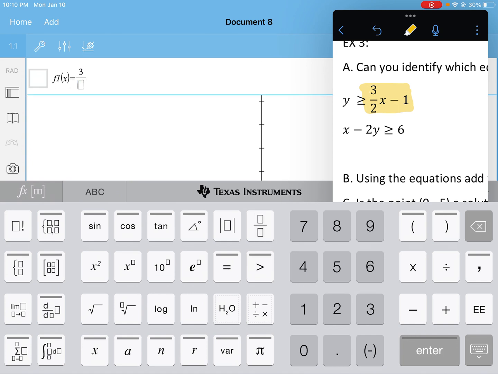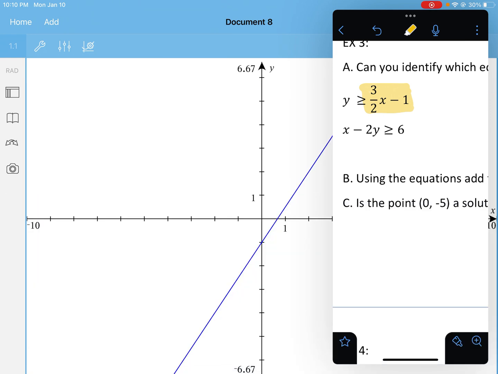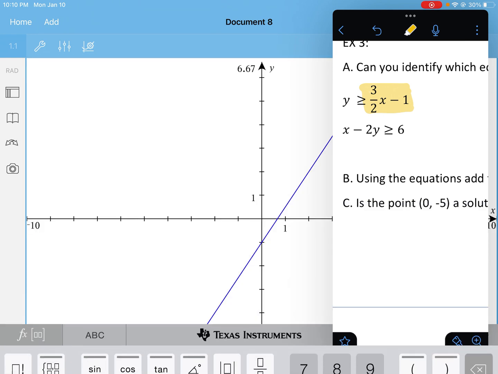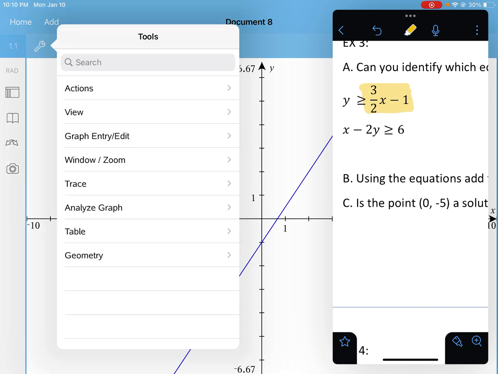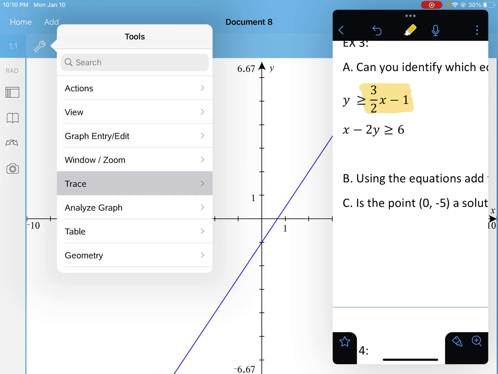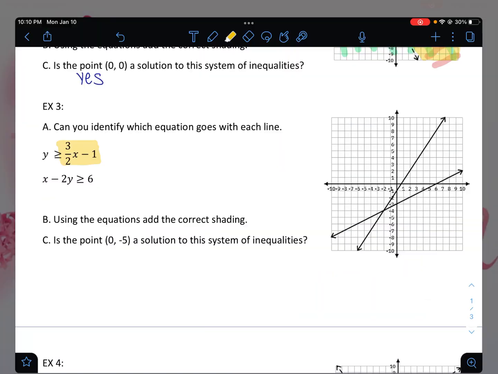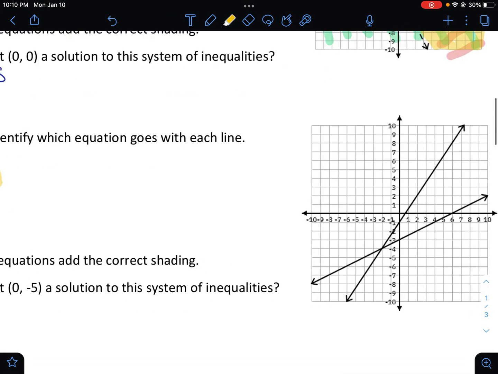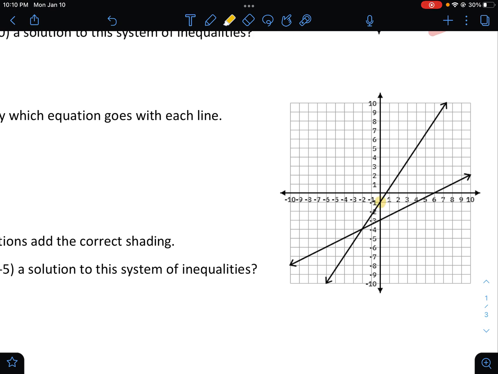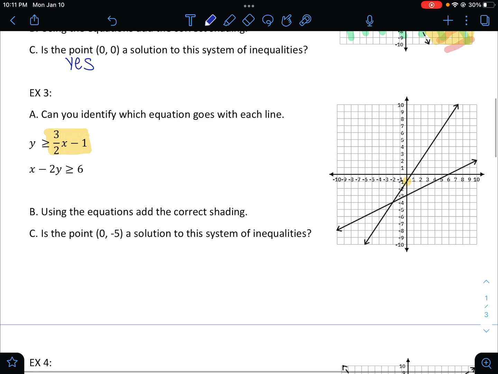So 3/2 x minus 1. I graph it. I see that it's going through -1. If I'm not sure, I can always go to menu 5-1, trace it, and I see clearly that that's my y-intercept at -1. So I know this line right here that's going through -1 is that top equation.